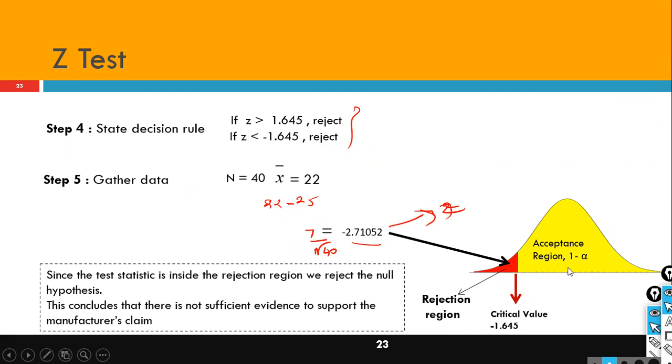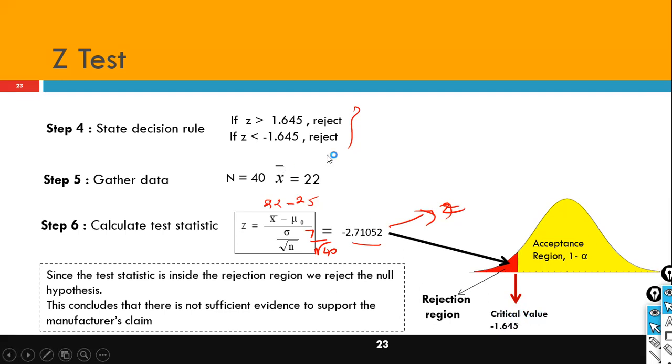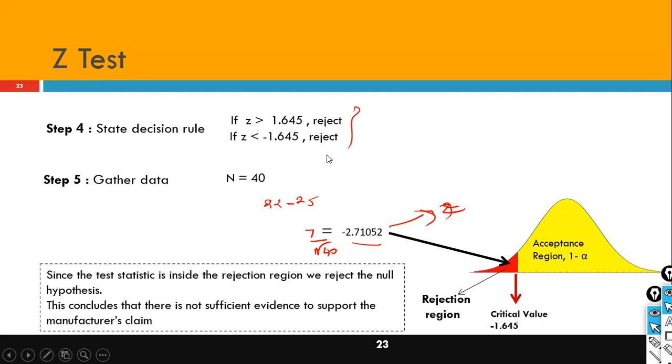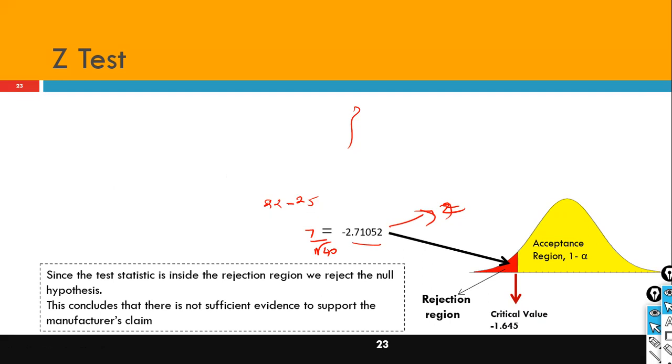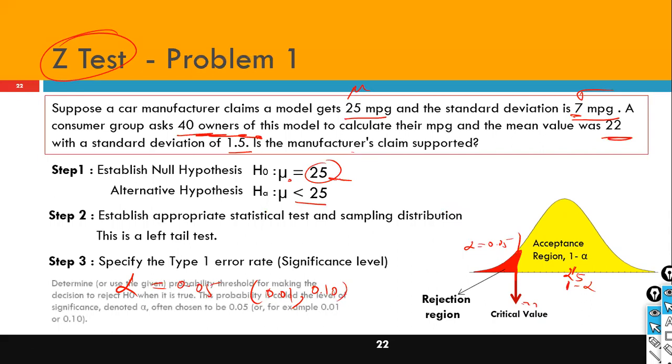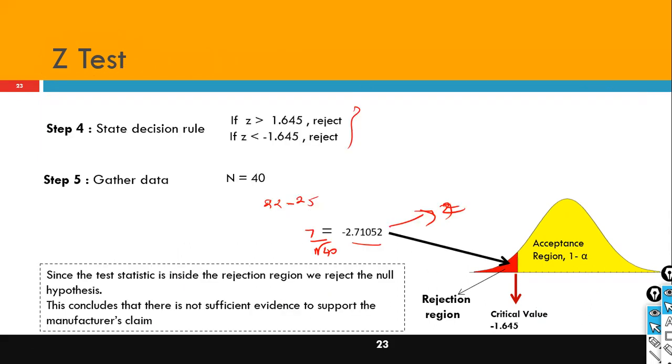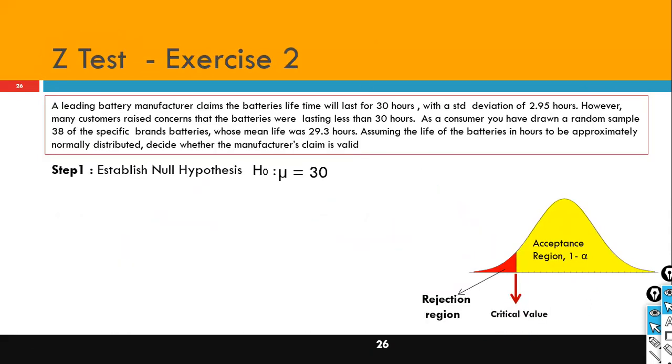If the cutoff value is less than 25 miles per gallon, fine, but if it is less than this cutoff value, then it is falling in the rejection region. That's what I was telling you, right? In fact, there is nothing like cutoff value. Instead of cutoff value, we say critical value. So for 1.645, we need to see 1 minus alpha. 1 minus alpha is 0.95. Okay, let me just go to the Z table.